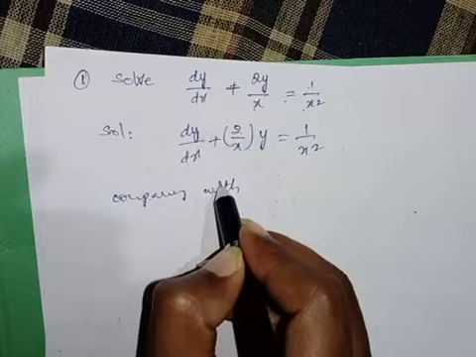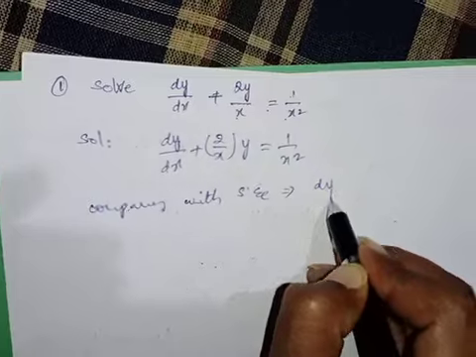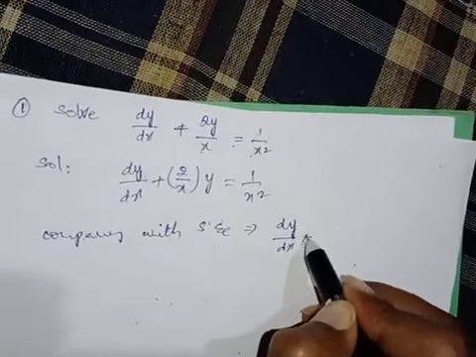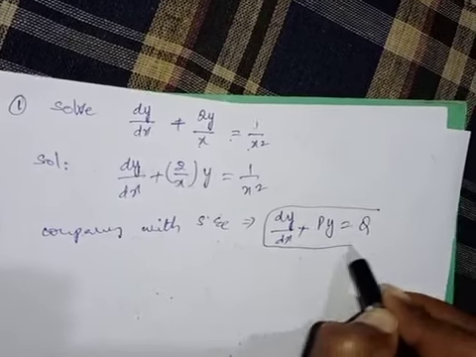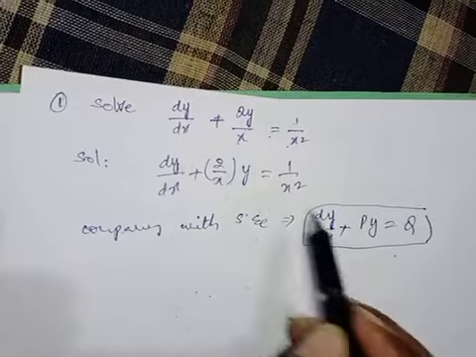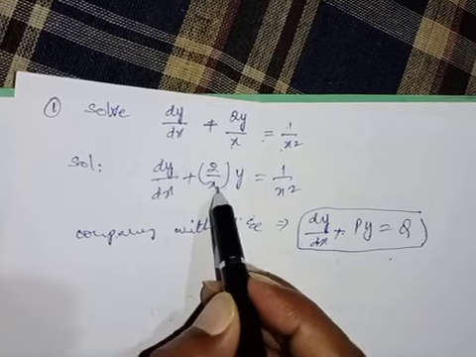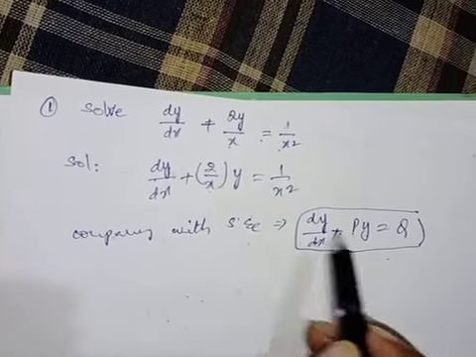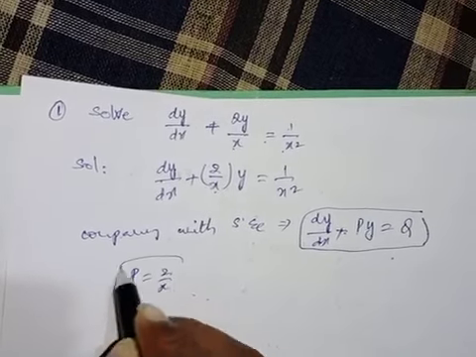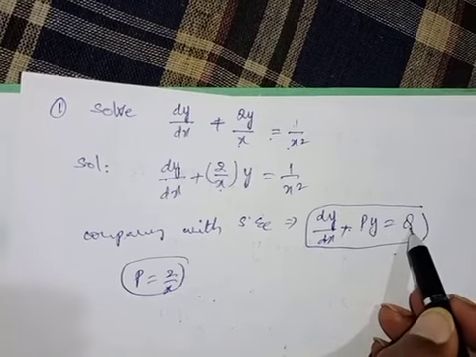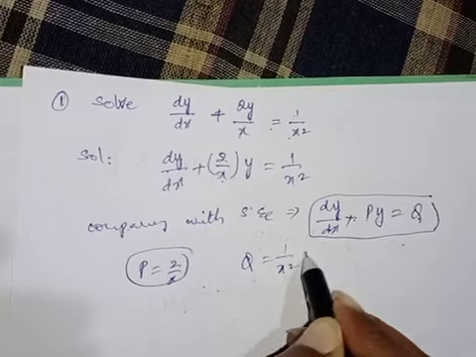Now comparing with the standard equation, that is dy by dx plus p into y is equal to q. This is the standard linear equation. If we compare these two, in dy by dx plus p into y, here the coefficient of y is 2 by x, so p is equal to 2 by x. Next, the RHS value is q. Here the RHS value is 1 by x square, so q is equal to 1 by x square.